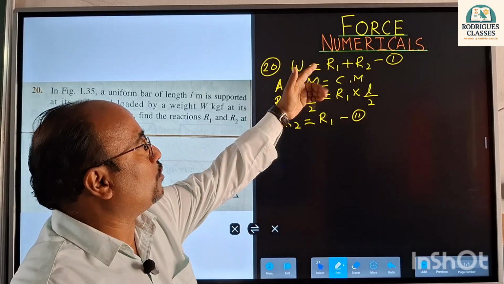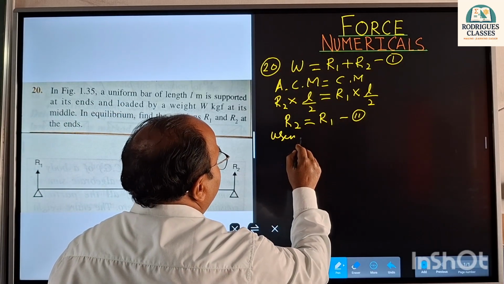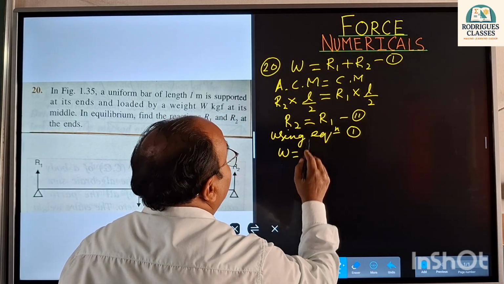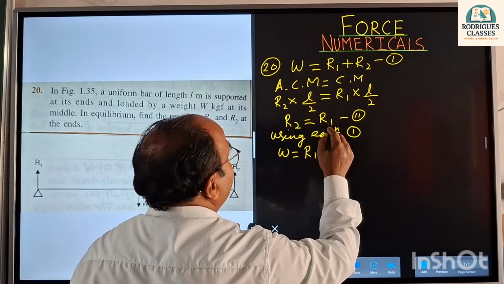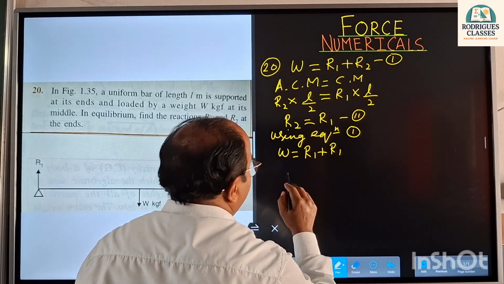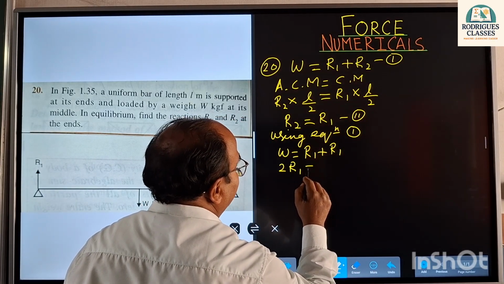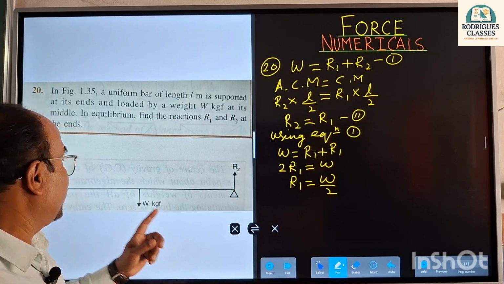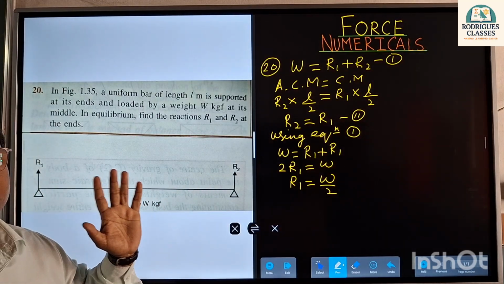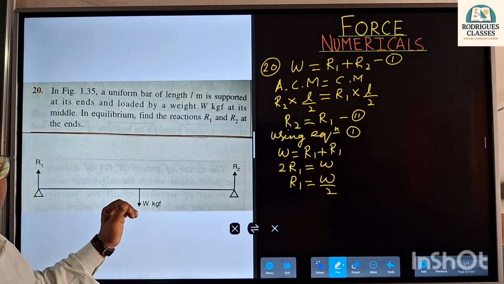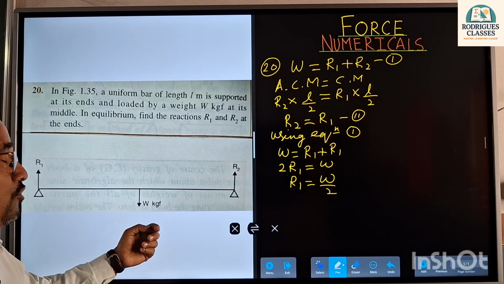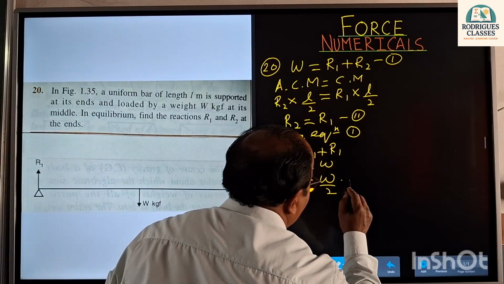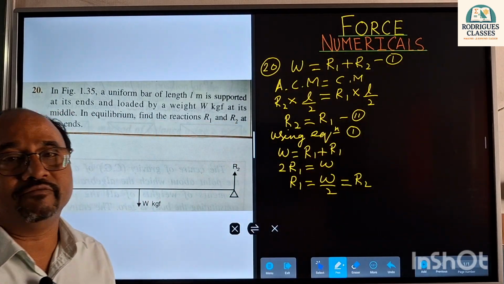I can put this R2 value in equation 1. So using equation 1, W is equal to R1 copied as it is, and in place of R2, I am putting R1. So I get 2R1 is equal to W. So R1 will be equal to W by 2. The reaction R1, I get the value as W by 2. Whatever will be the weight, here no weight is given. If the weight was known, we would have got half of that weight as the reaction R1. And because R1 and R2 are equal, R2 will also be the same value.